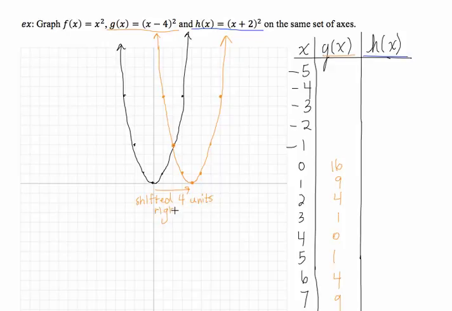Which is maybe not what you expected because you have a -4. Typically minus would mean go to the left, but in this case the -4 shifted the graph of x squared 4 units to the right.